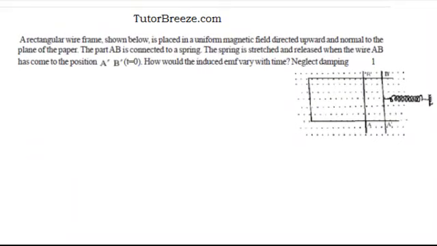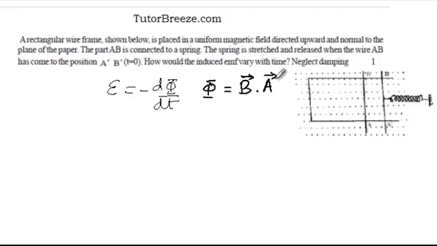In this case, we have to find out the induced EMF. The induced EMF will be given by Faraday's law, which is E is equal to minus d phi by dt, where phi is the magnetic flux. Now, the magnetic flux is B dot A, and since B and A are perpendicular in this case, this will be equal to B times A.